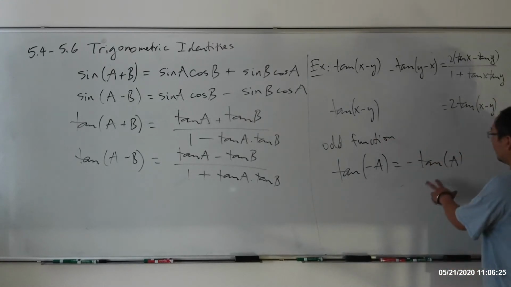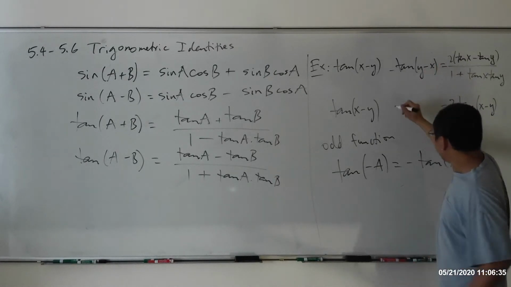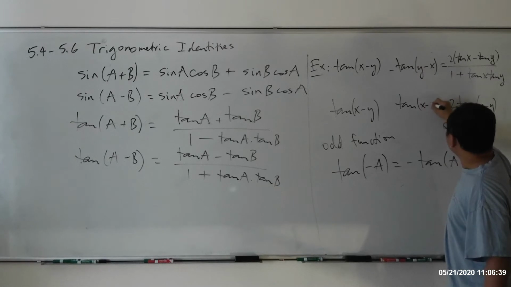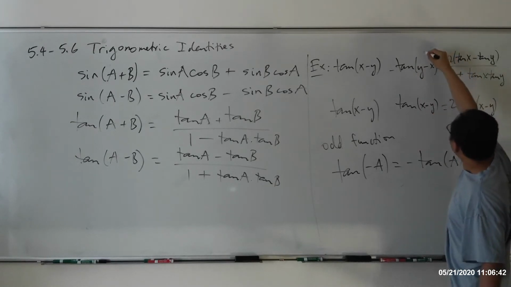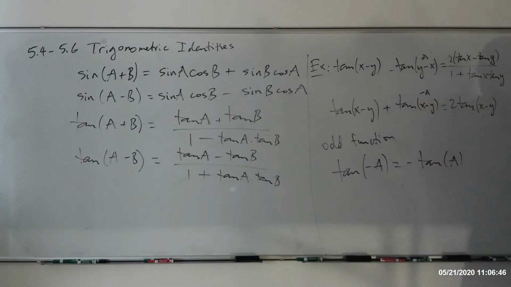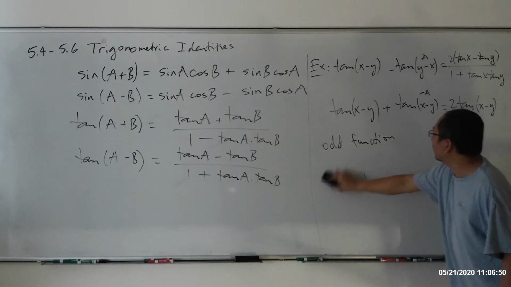Alright, so we have tangent of a with a negative sign is going to be equal to tangent of negative a. So if I think of this as negative tangent of a right here, it's going to be tangent of the opposite. So this is going to be tangent of x minus y. This is like a, and this is like negative a, plus tangent of x minus y. So it's tangent of x minus y plus another tangent of x minus y. This is one way. I think this is the fastest way.